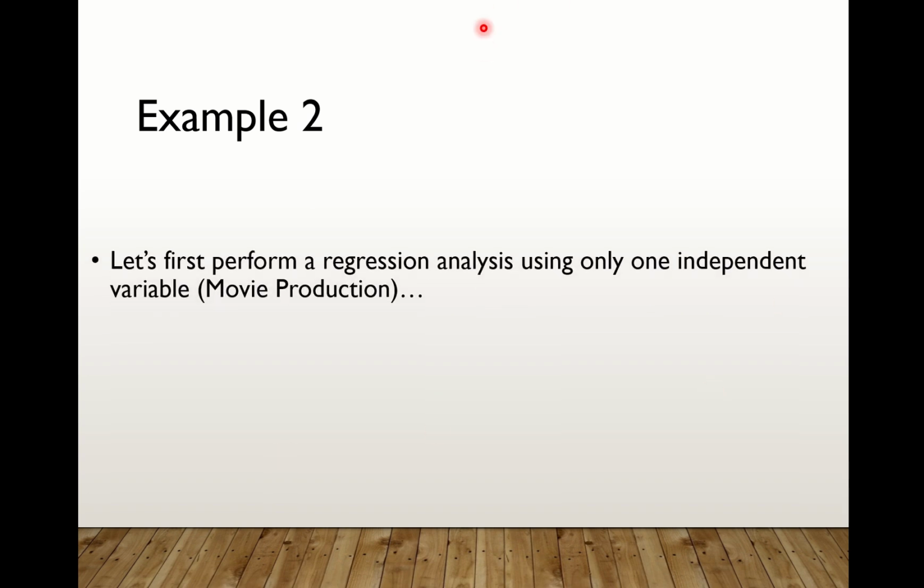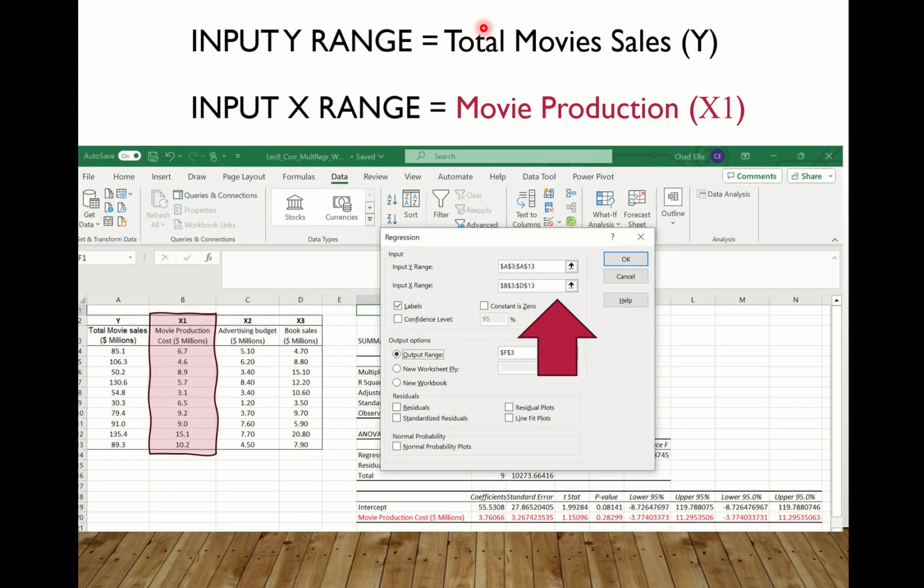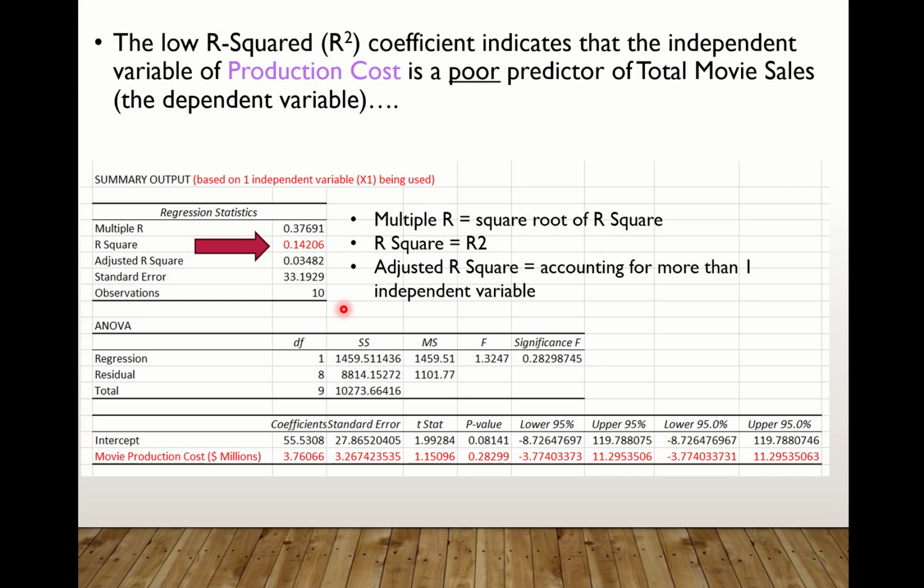So let's first look at a regression analysis using only one input variable and see how that changes the R squared. Let's first look at the variable of movie production. I'm going to be trying to use just the variable of movie production to predict total movie sales. And what are my results?